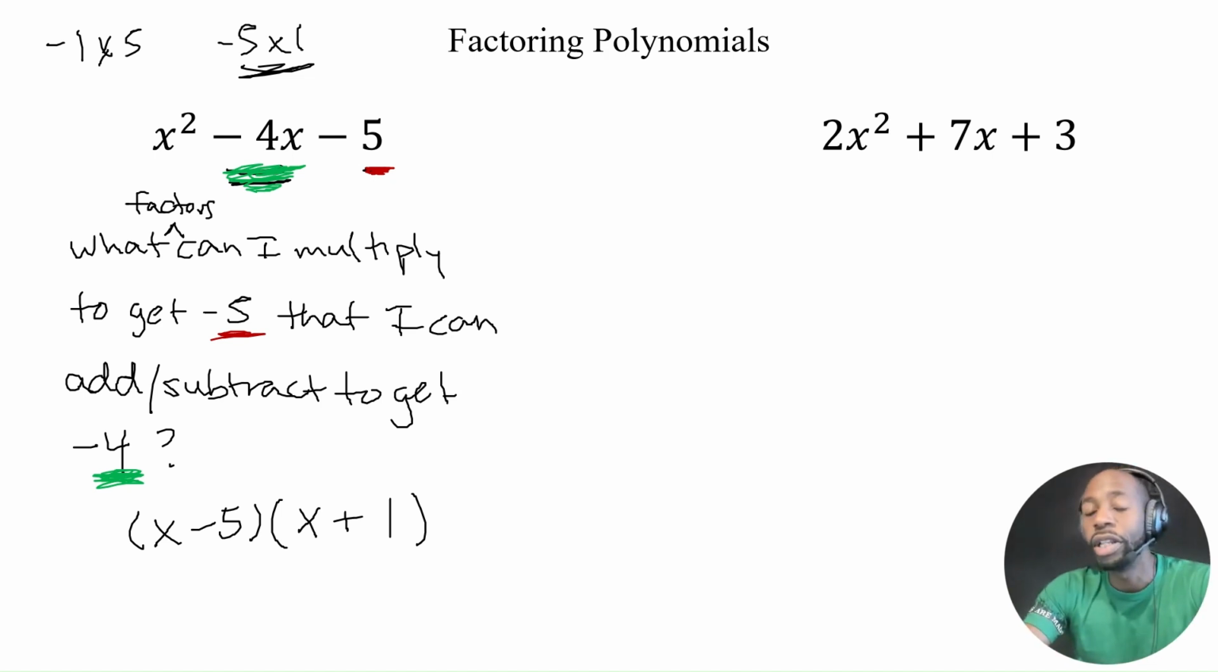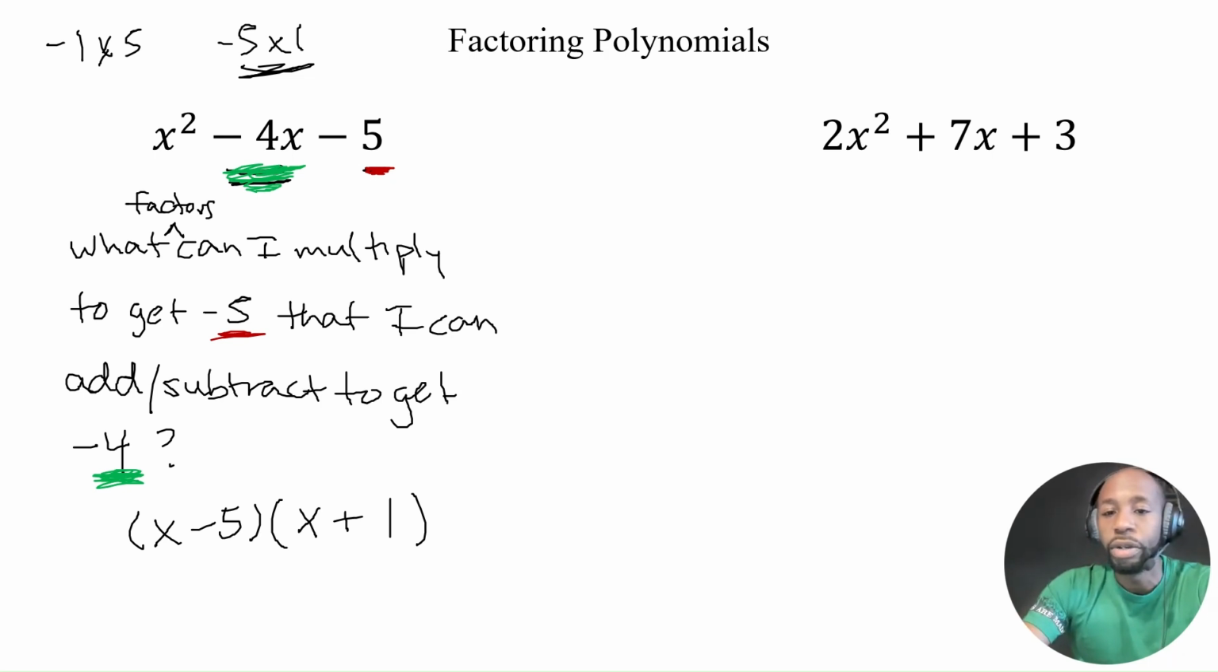Now let's do this one here. This one is a little bit different. There is a way you can do this very similar to this method here, but I'm going to show you a different way that actually is a bit more helpful to me. Okay, so 2x squared plus 7x plus 3. This is what I do. Let's look at this middle term right here.